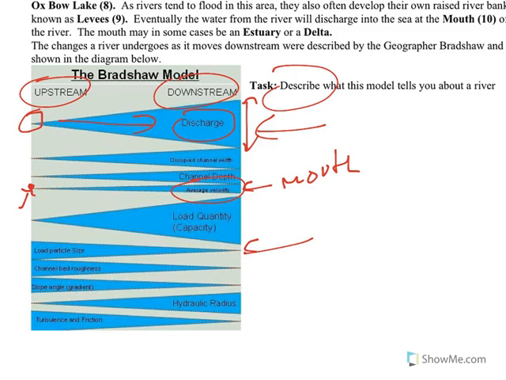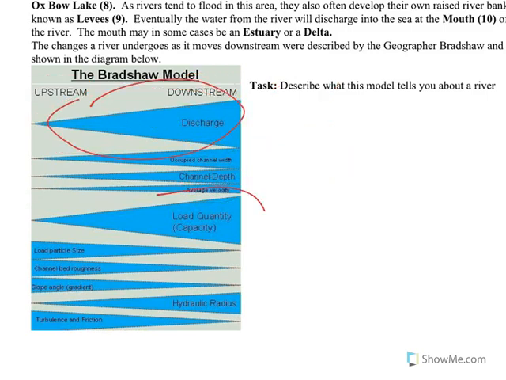So the triangle either increases dramatically, like discharge here and load quantity, or by a small amount like slope angle and load particle size, because they're small triangles. So the key thing in your describing is not just telling me the model, but actually giving me some examples from the model. So that's the first tutorial that helps you understand how rivers change, and this Bradshaw model, what it tells us about how a river would be expected to change.